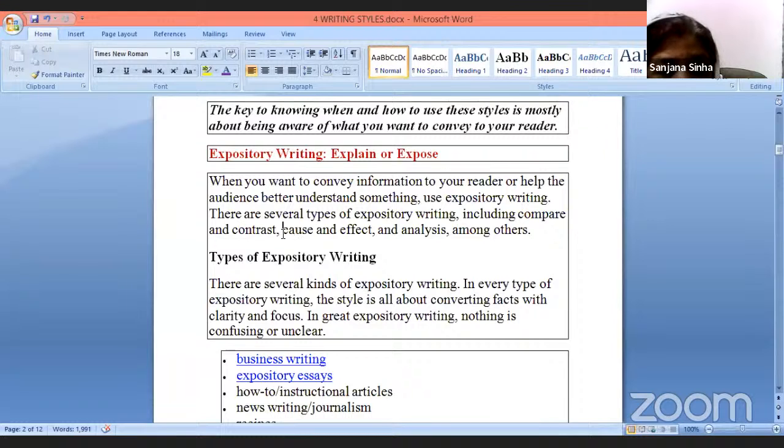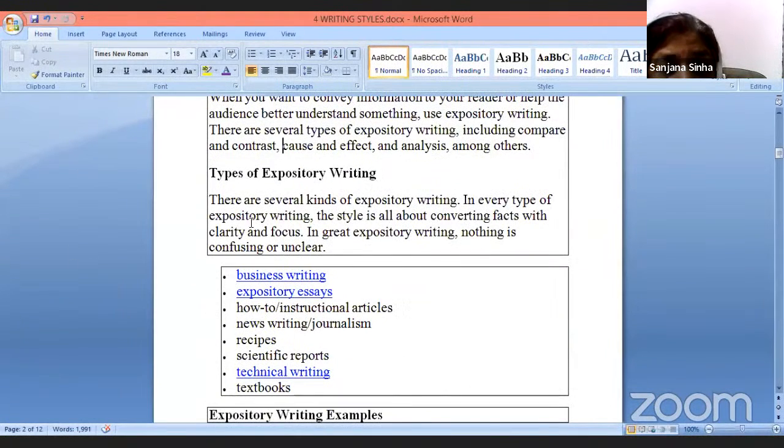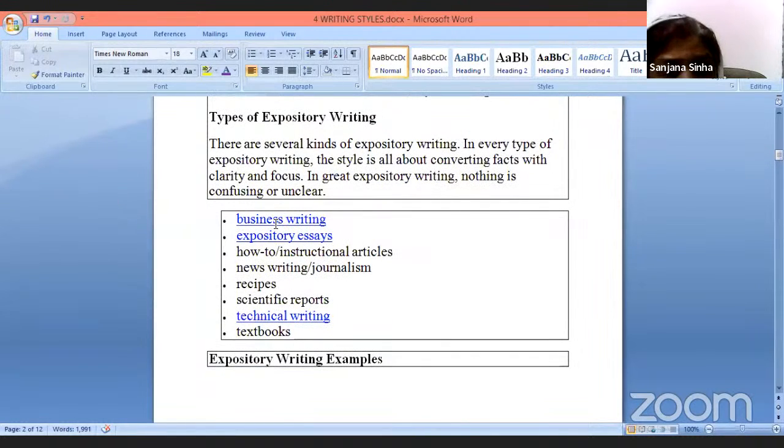Cause and effect. Because of the lockdown, the effect is that we have to stay indoors and take online classes. This happened because of this. Because she was not careful, she became sick. And when you are analyzing something, you're also using the expository writing style. There are several kinds of expository, not only recipe writing, but several types of expository writing.